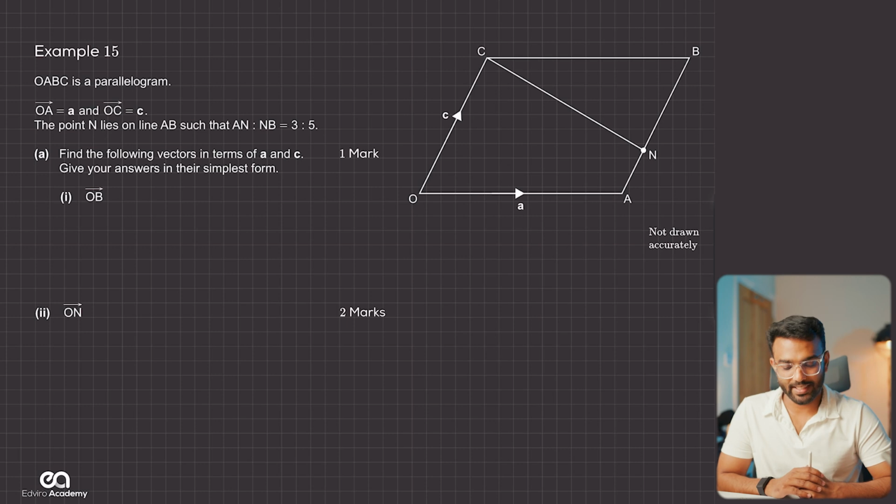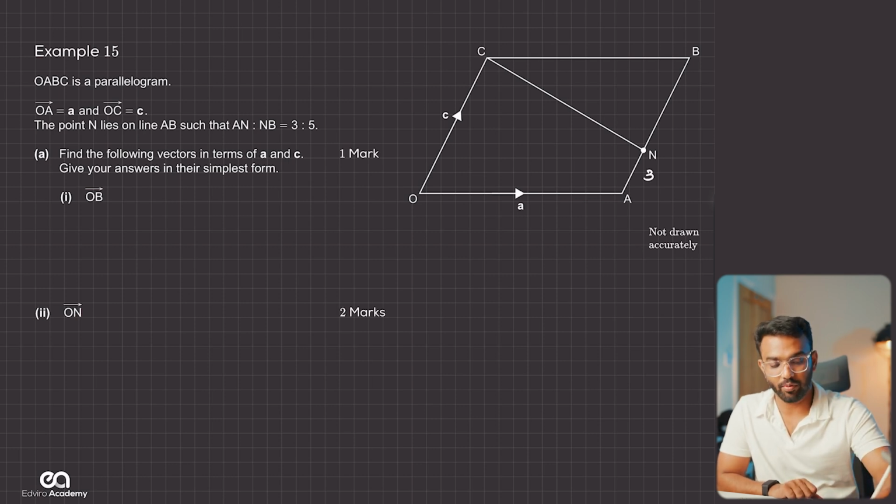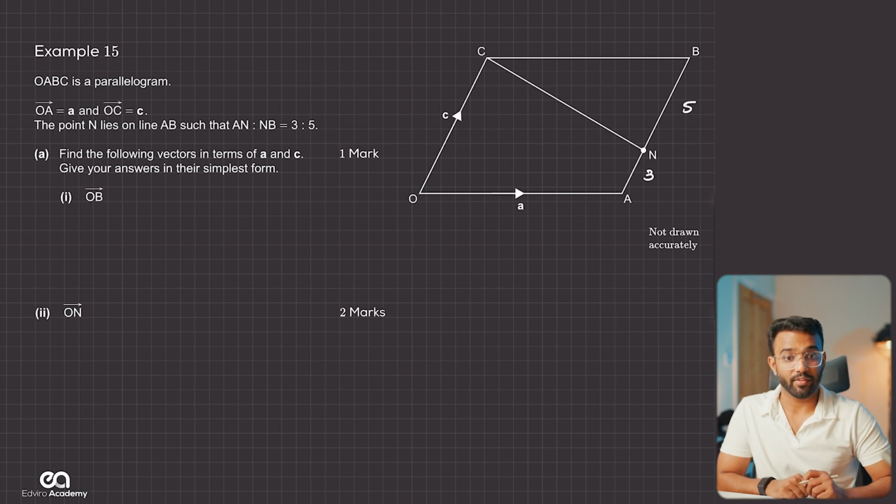So here's a vector question. Let's see how this is done. OA is equal to a, OC equal to c. It's already given. It's a description of the diagram. Point N lies on AB such that AN to NB is 3:5. Okay. Find the following vectors in terms of a and c. Give your answer in the simplest form.